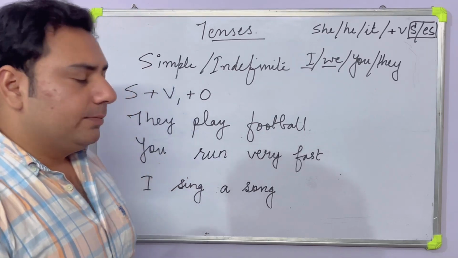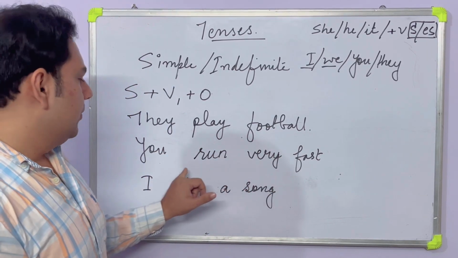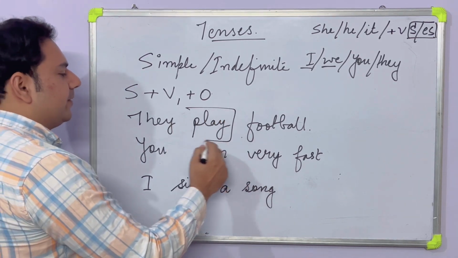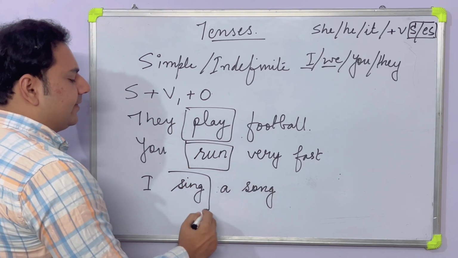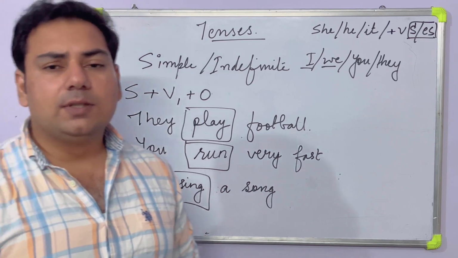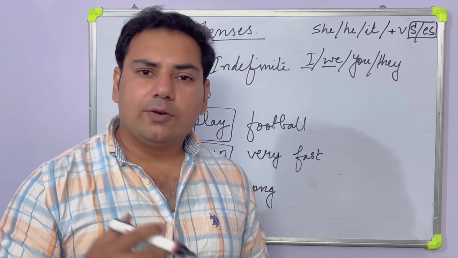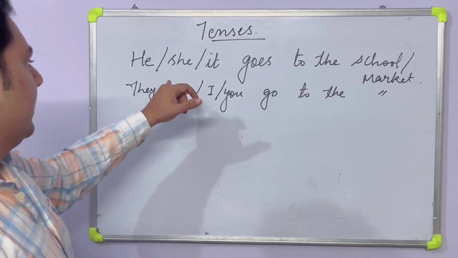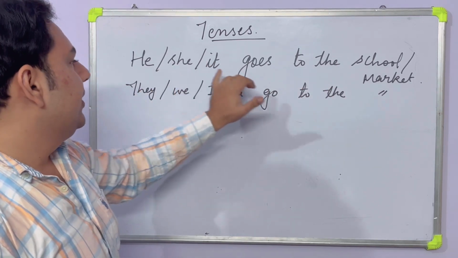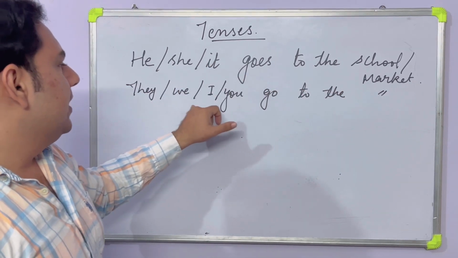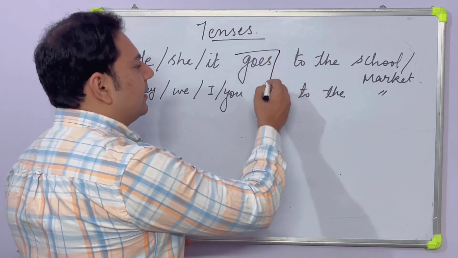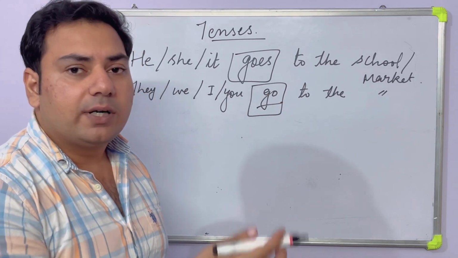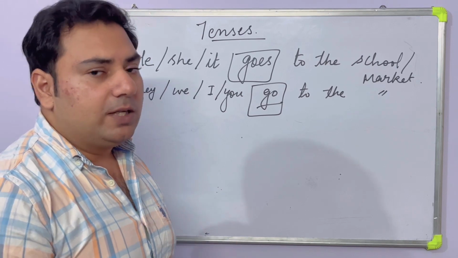A few more examples. They play football. You run very fast. I sing a song. All the verbs here are without s or es. That is the example for the plural form. I hope that you have understood this. In the same way, we have another sentence. He goes to the school. She goes to the market. They, we, I, you, we use go. So with go, there is no es. Goes, es is included because they were singular subjects. So keep that in mind.